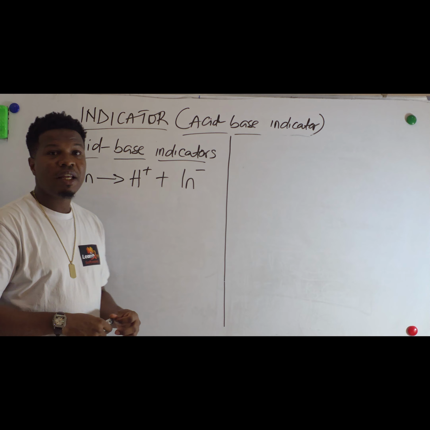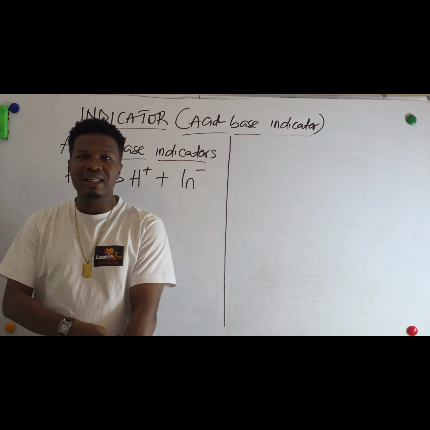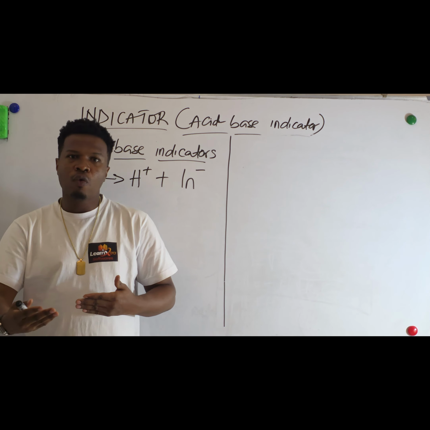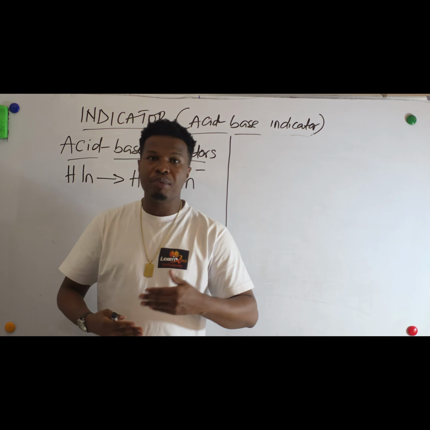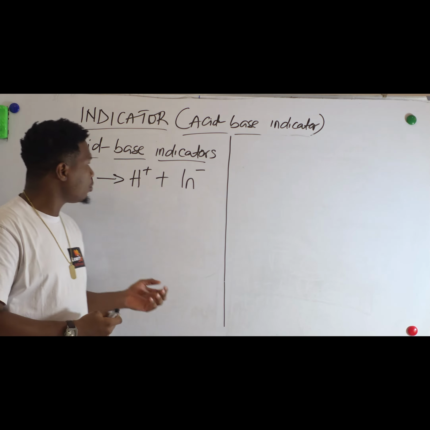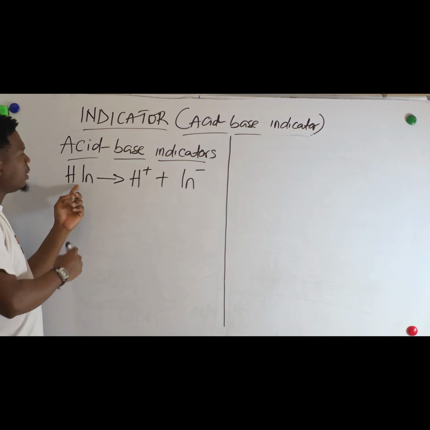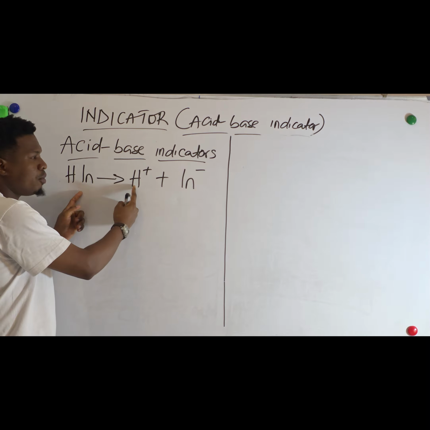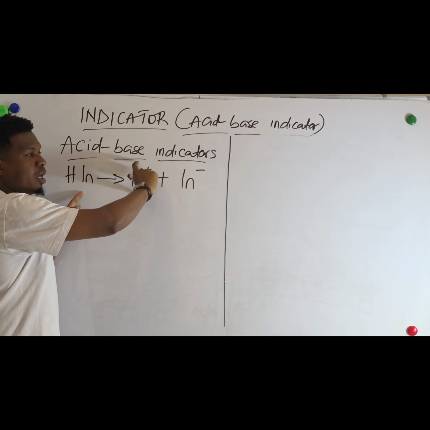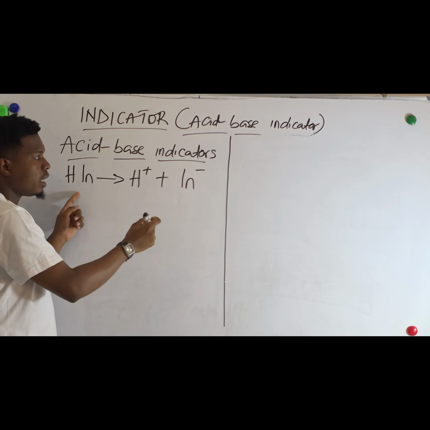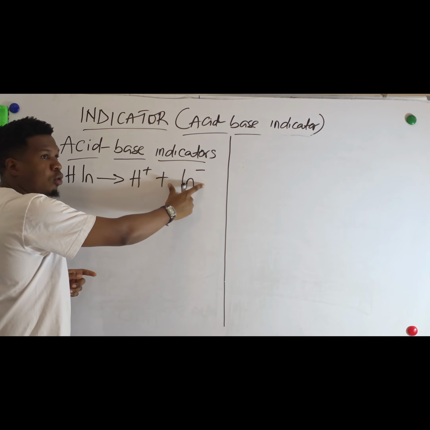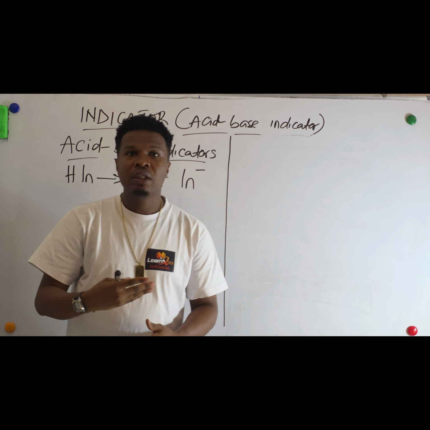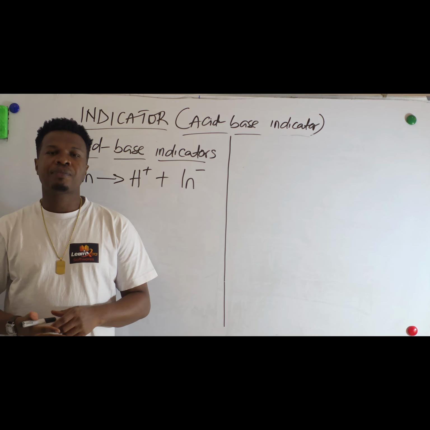Indicators are simply weak organic acids and bases that give out a color when they deprotonate or when they are being protonated. For example, look at this indicator. It might have a certain color here, but when it has been deprotonated, or the proton has been removed, a certain color of the indicator will also appear here. So indicators give out colors upon protonation and deprotonation.